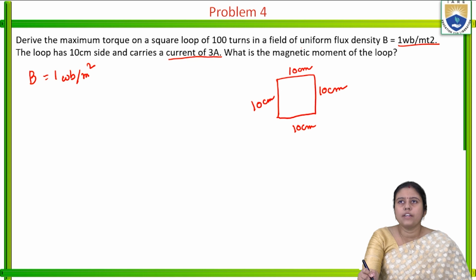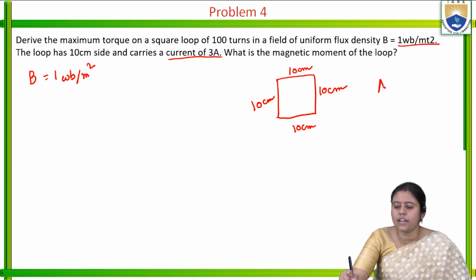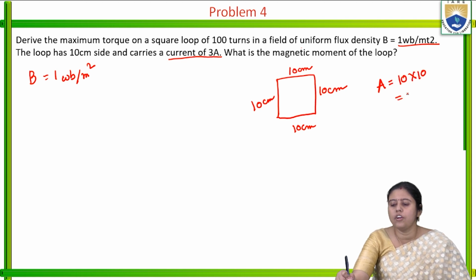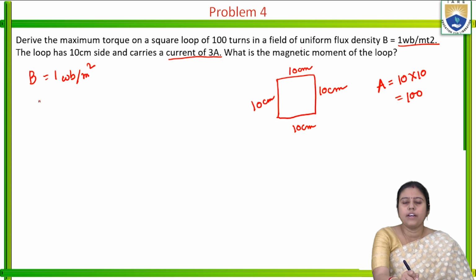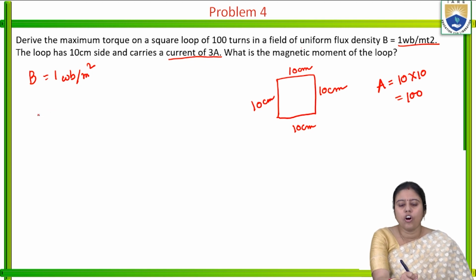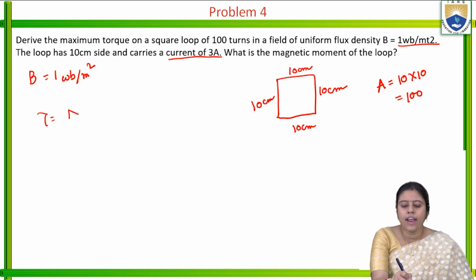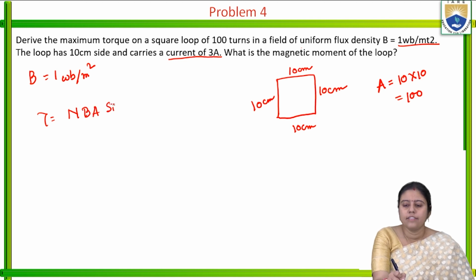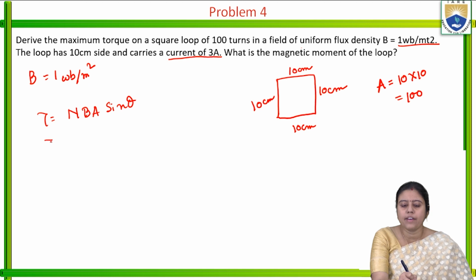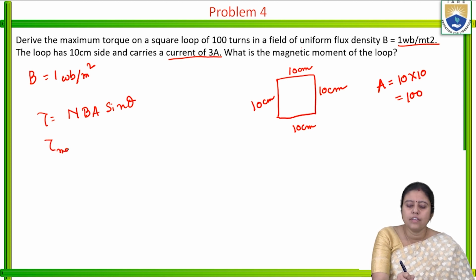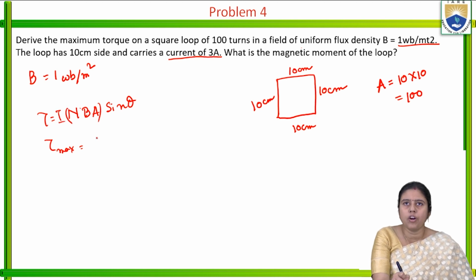Okay, so what is the total cross sectional area? Cross sectional area is 10 into 10 is equal to 100. So what is the torque? Torque is equal to N B I A sin theta. And what is the maximum torque? Torque max is equal to N B I A.